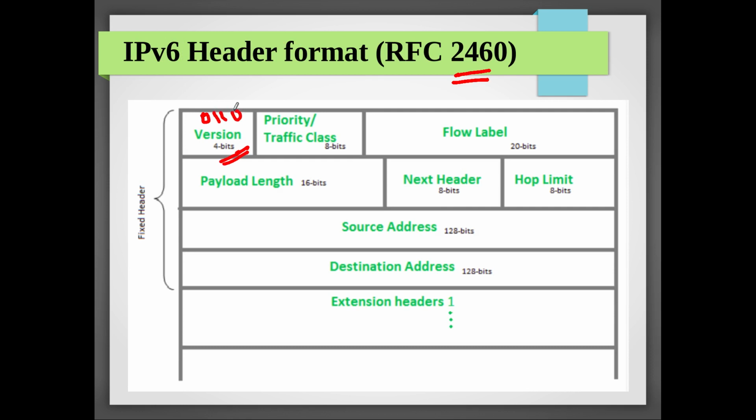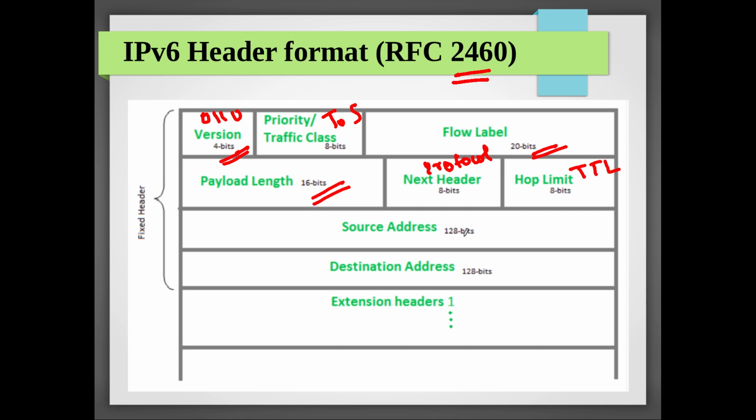0 1 1 0, and the priority, and that is nothing but the type of service field of IPv4, and flow label, which is a 20-bit field, we will see in detail. The payload length, a 16-bit field, the same thing is available in IPv4 also, and this next header field is nothing but the protocol field in a typical IPv4 network, and hop limit is equivalent to the time to live field in IPv4.